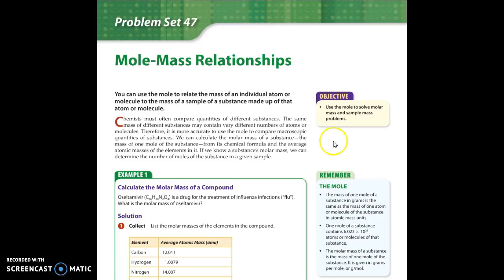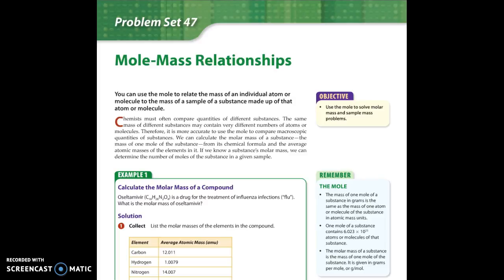Mole mass relationships. Objective: use the mole to solve molar mass and sample mass problems. You can use the mole to relate the mass of an individual atom or molecule to the mass of a sample of a substance made up of that atom or molecule. Chemists must often compare quantities of different substances. The same mass of different substances may contain very different numbers of atoms or molecules.